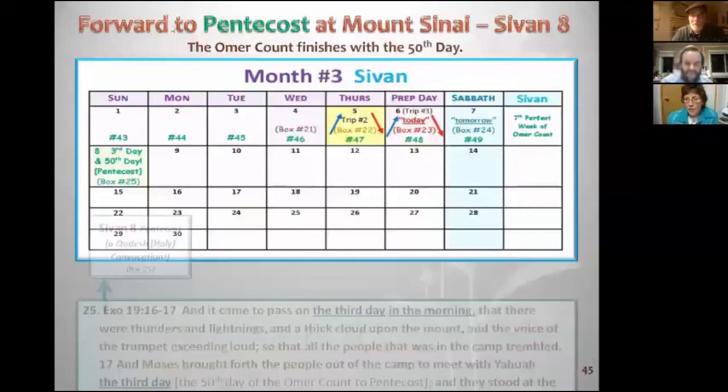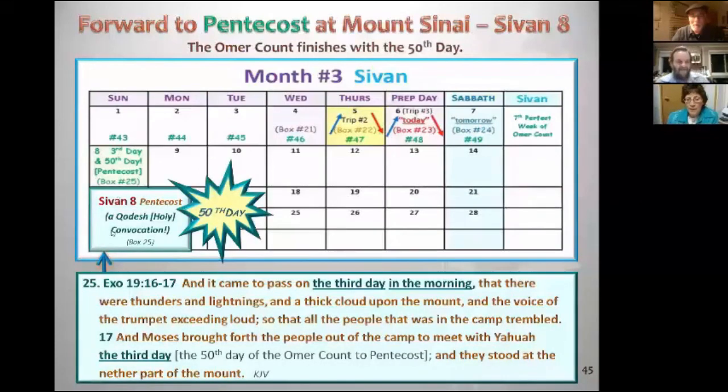We finish our Omer count with the 50th day. And it came to pass on the 3rd day in the morning that there were thunders and lightnings and a thick cloud upon the mount, and the voice of the trumpet was exceedingly loud, so that all the people that were in the camp trembled. And Moses brought forth the people out of the camp to meet with Yahuwah on the 3rd day. That's the 50th day of the Omer count to Pentecost. And they stood at the nether part of the mount.